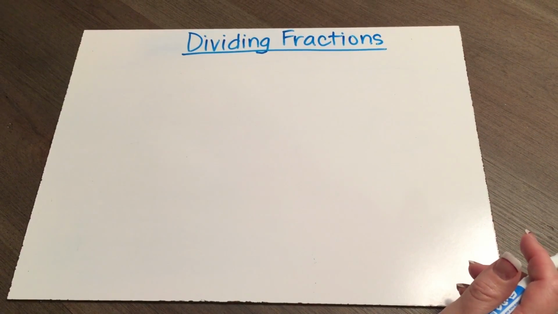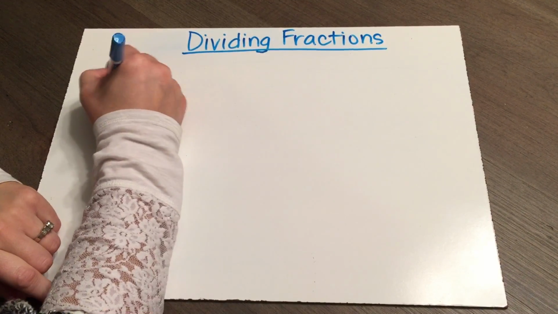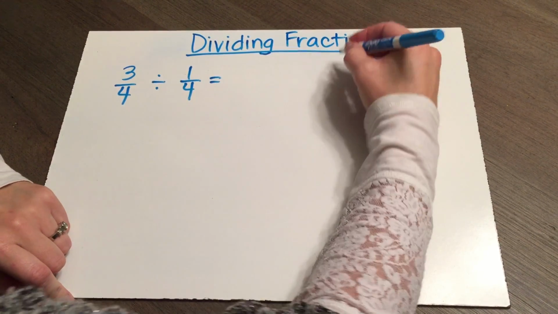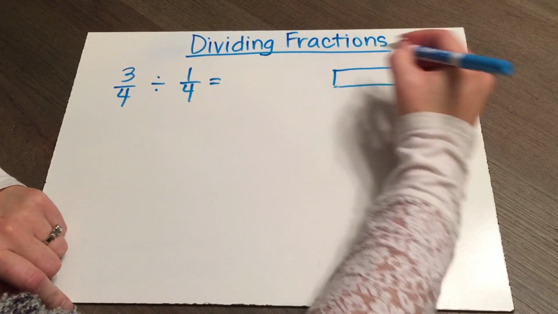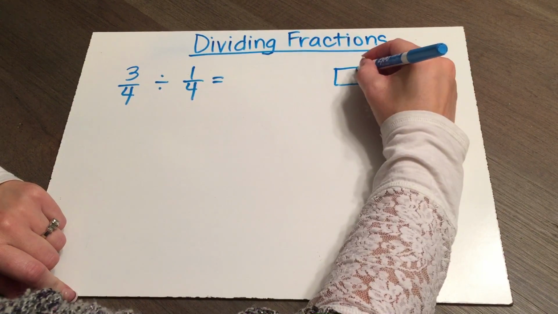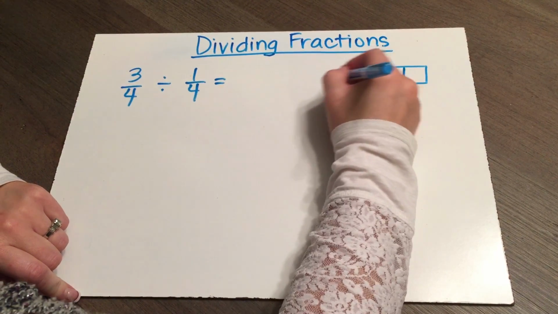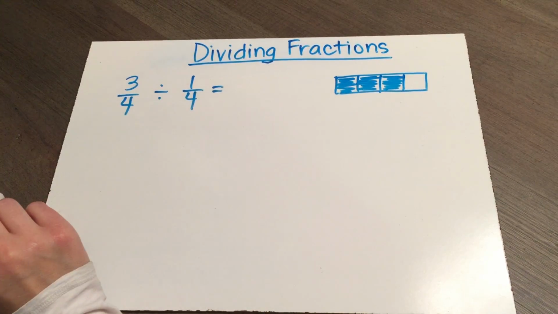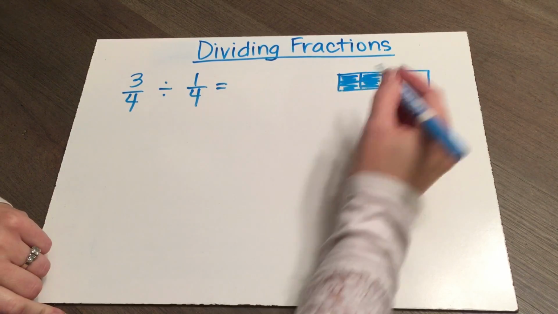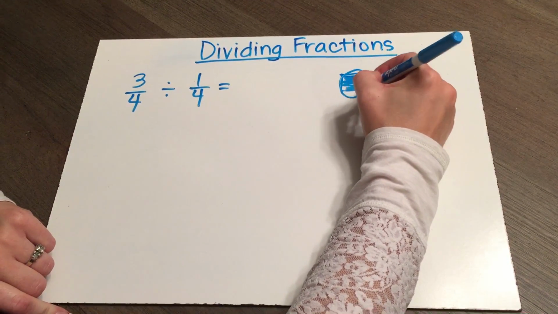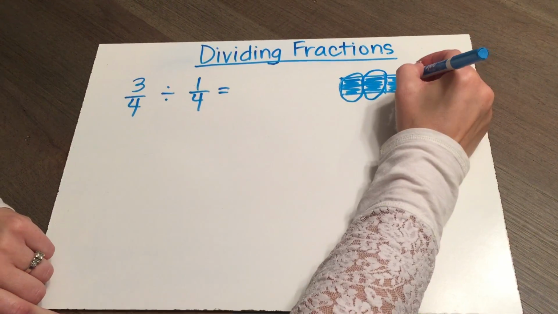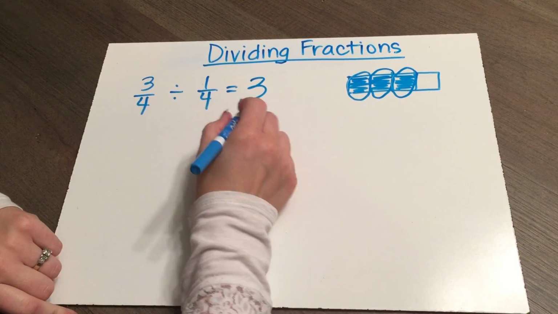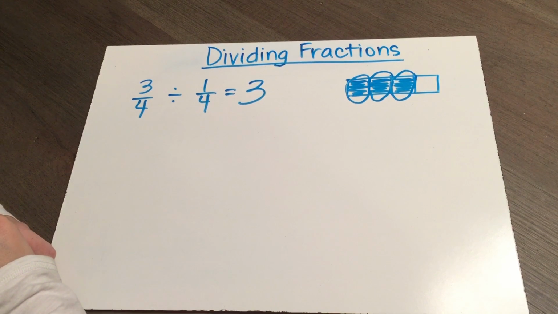If we have a simple problem, that actually works well. If we have 3/4 divided by 1/4, we can show that using a model. If we have a chocolate bar divided into fourths, and we have 3/4 of that to begin with, and we divide into groups of 1/4, we're going to look at how many groups of 1/4 we have. There's 1, 2, 3 groups of 1/4, so our answer would be 3. 3 groups of 1/4 in 3/4 of a bar.